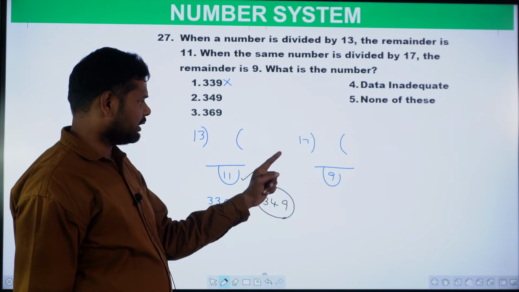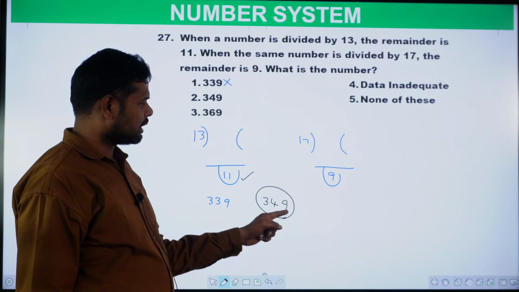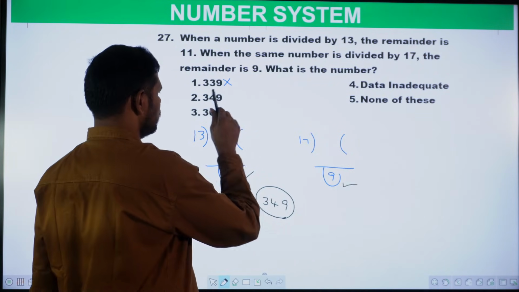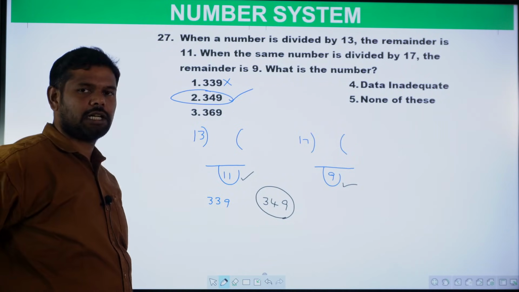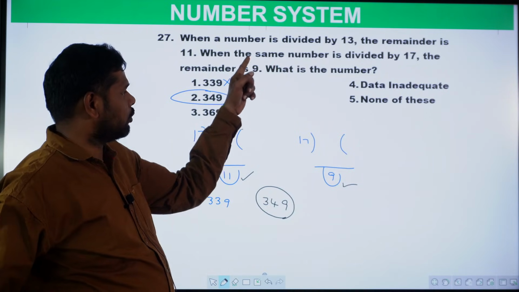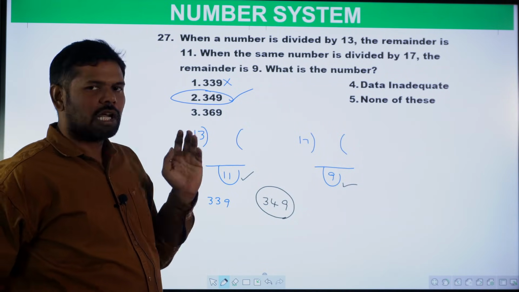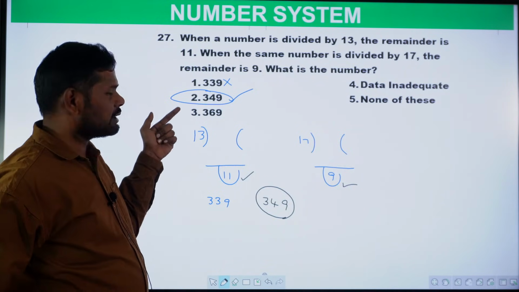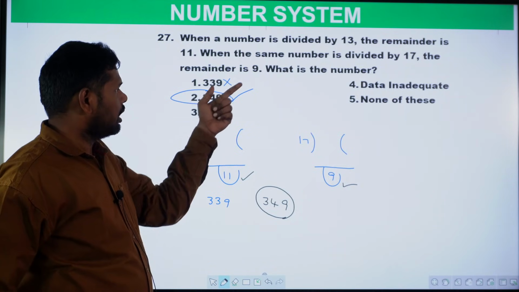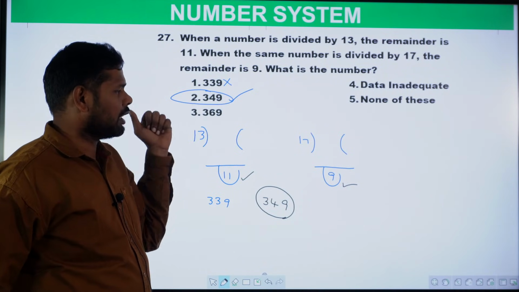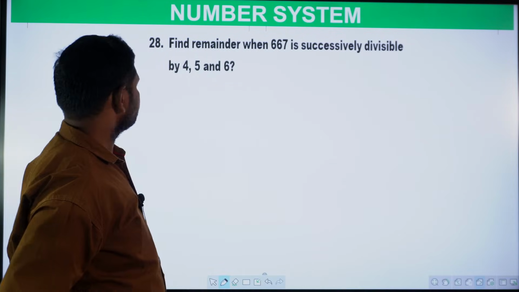Again you verify with 17. 17 twos 34, next 0, 17 zeros 0. Remainder is 9. This condition is also satisfied. That's why 349 is the correct answer. Both conditions given in the question are satisfied by the second option. Generally this type of question cannot be solved directly, but since some numbers are given, you need to check whether the options are possible. By applying our conditions, the second option satisfies both, so the second option is the correct answer.